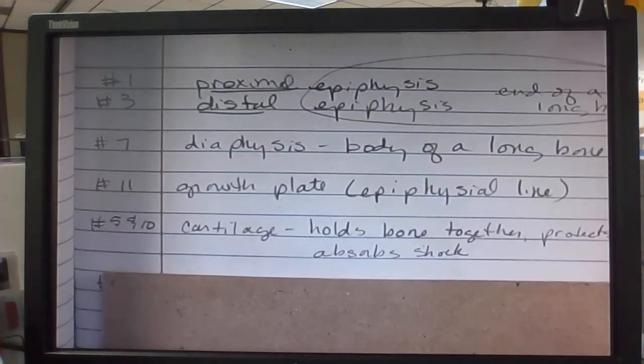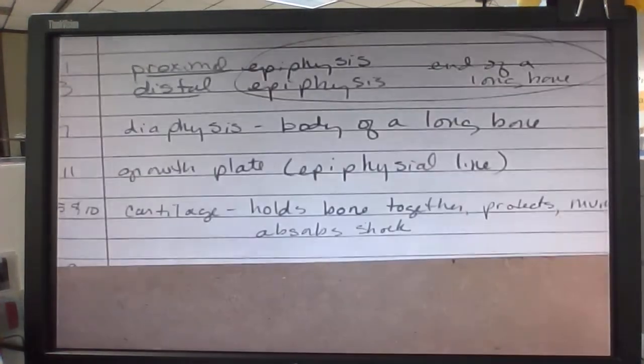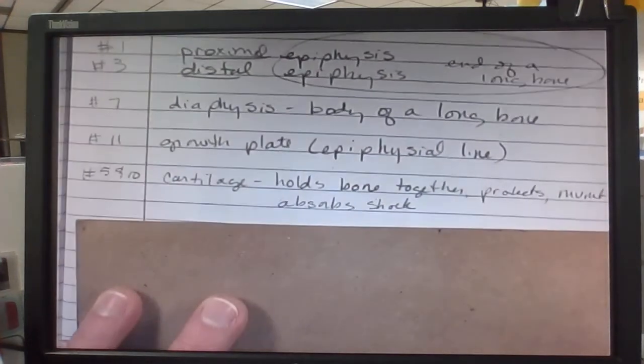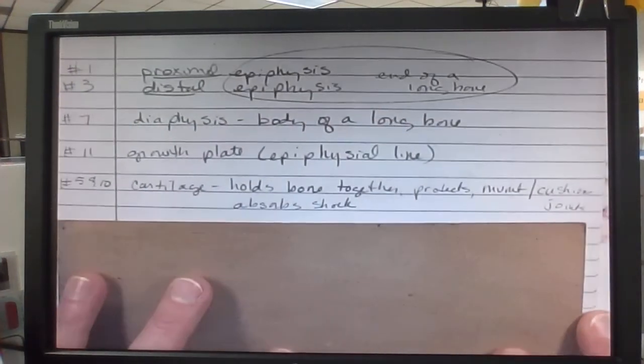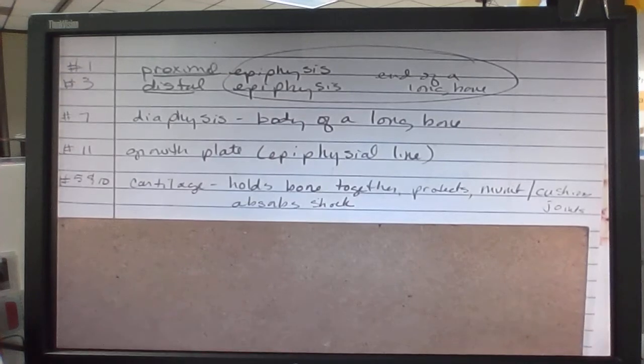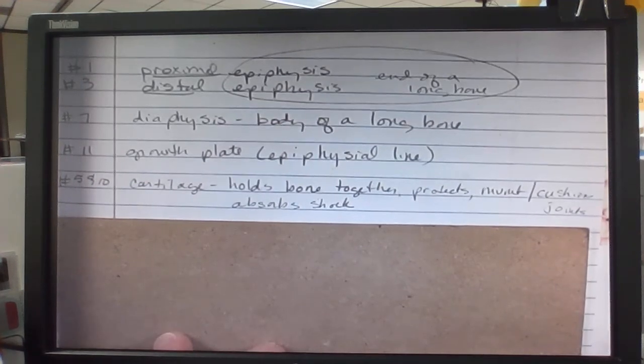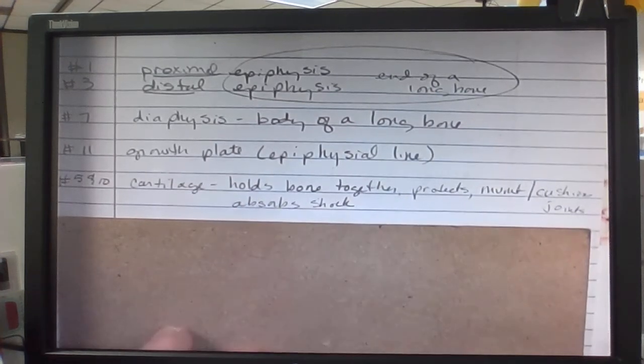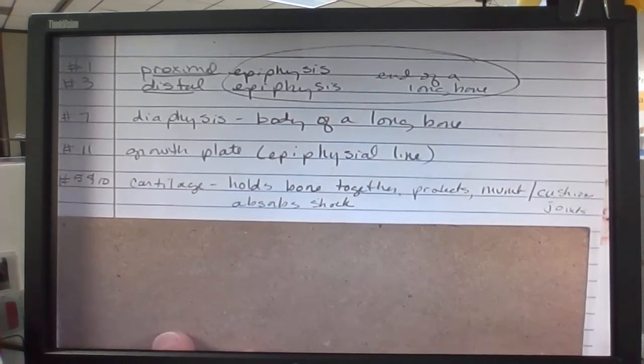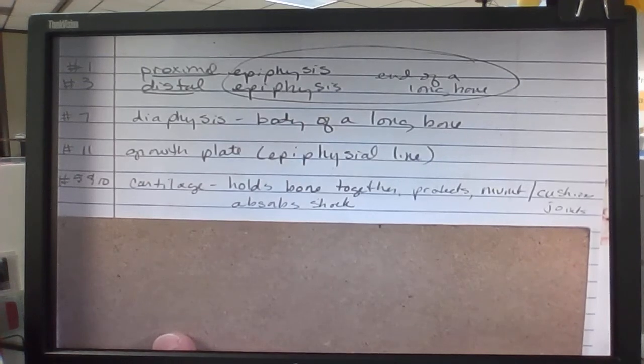All right, numbers 5 and 10 represent cartilage. The purpose of cartilage is to hold bones together, to help protect the ends of the bones, help with that movement and cushioning within those joints, and it absorbs shock. I mean, it absorbs a little bit of shock. So cartilage holds the bones together, it absorbs shock, it helps to protect in those areas where we've got movement, and it's going to help cushion those joints.